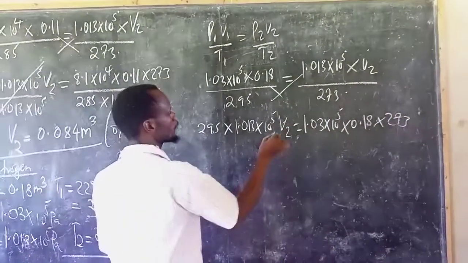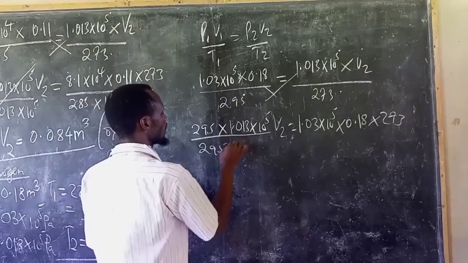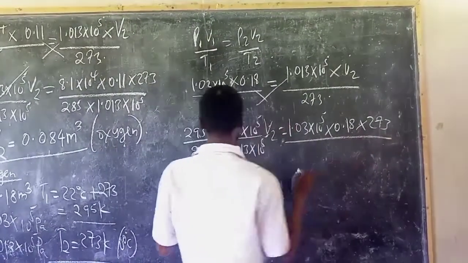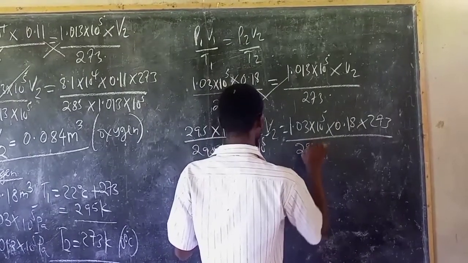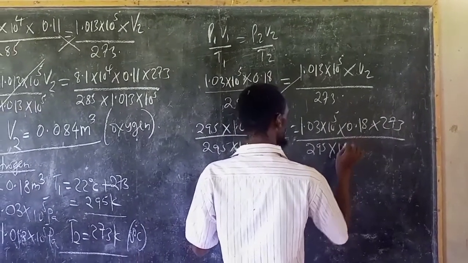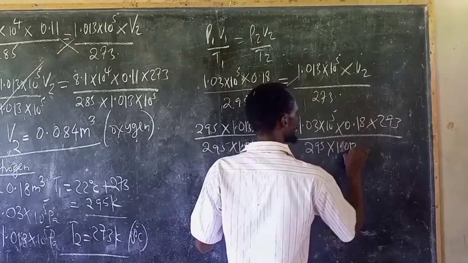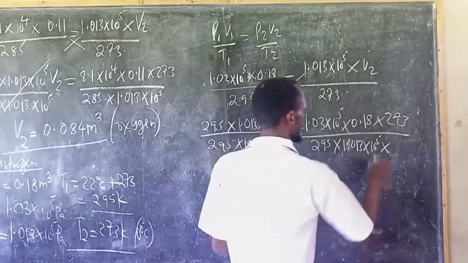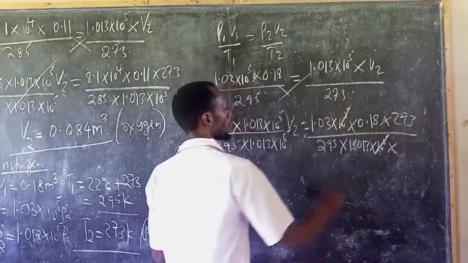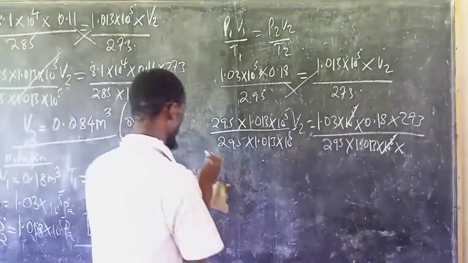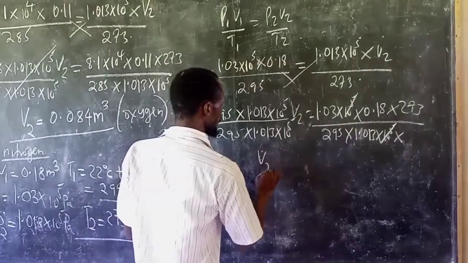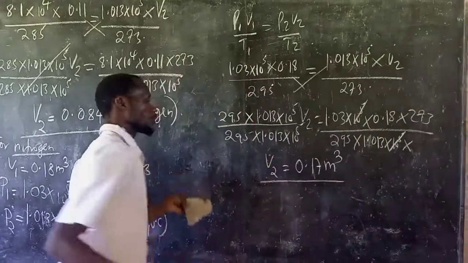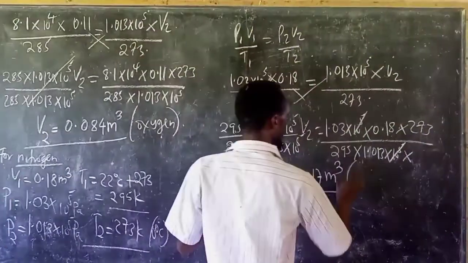We are looking for the value of V2. Now we divide both sides by 295 times 1.013 times 10 raised to power 5. Mathematically, if you do the calculation, you will definitely end up getting the volume. The second volume is equal to 0.17 meter cubed. This is the second volume at STP. Now this is for the nitrogen.